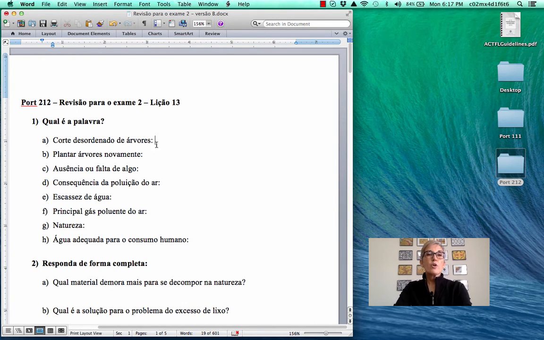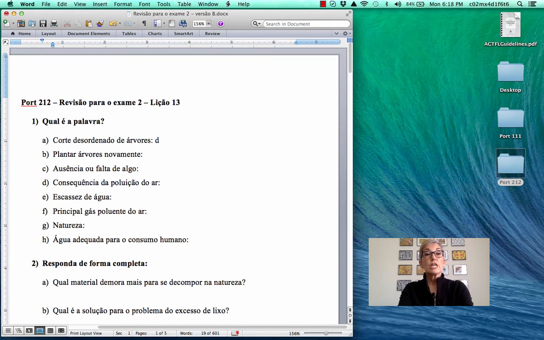So, corte desordenado. So, número 1, qual é a palavra? So, this is a vocabulary practice exercise. So, corte desordenado de árvores. So, notice that corte means cut, but in the sense of it's a noun, okay? Remember that I always tell you to pay attention if it's a verb or a noun. So, here it's like uncontrolled cutting of trees, ok?